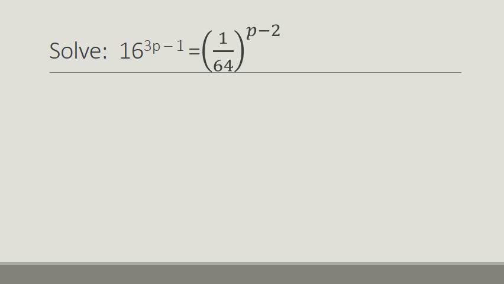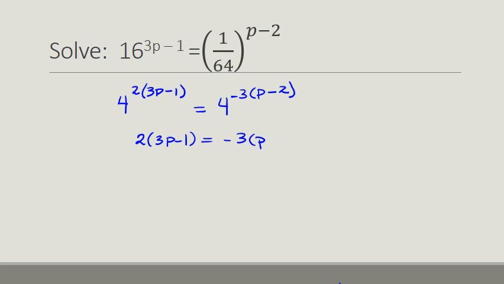In this case, we've got 16 and 1/64 as the base. So 16 can be written as 4 squared, and then we're going to multiply it to the exponent that we have. And 64 can be written as 4 cubed, but this is 4 to the negative third because it is in the denominator. So now all I have to do is set my exponents equal to each other. I'm going to get 2 times 3p minus 1 equals negative 3 times p minus 2.